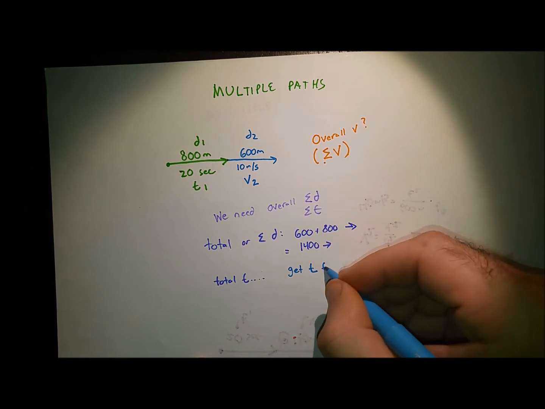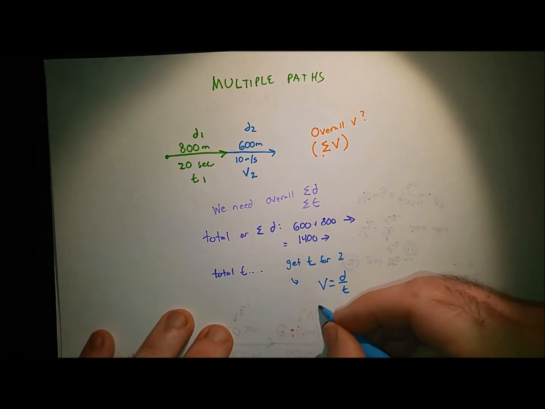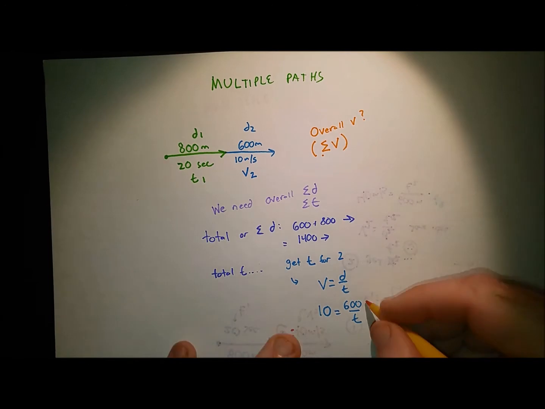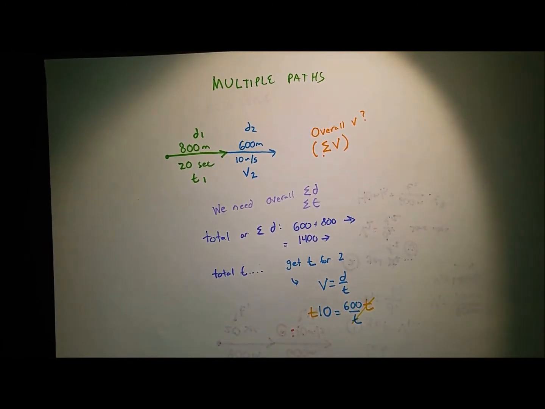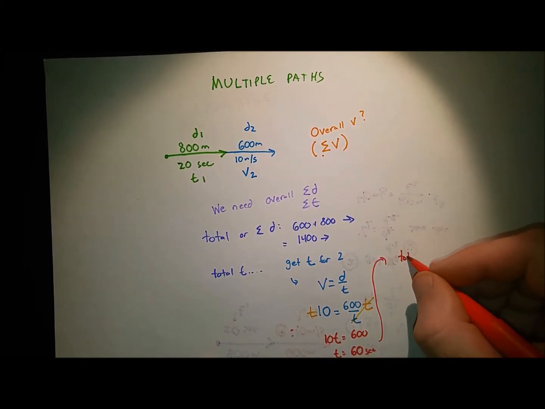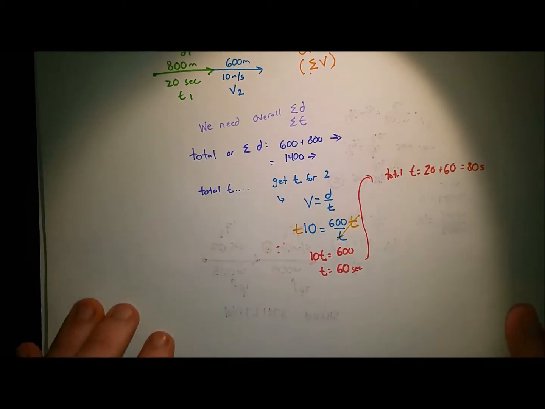Then for the total time, we have to figure out the time for the second part. We know the first part is 20 seconds. So for the second part, we're going to use velocity as displacement over time. And we're going to say that the velocity of 10 equals the displacement of 600 over time t. I multiply both sides by t so it cancels out. I'm left with 10t equals 600. Divide both sides by 10, and I get 60 seconds. So the total time, or the sigma time, is 20 plus 60, which is 80 seconds.